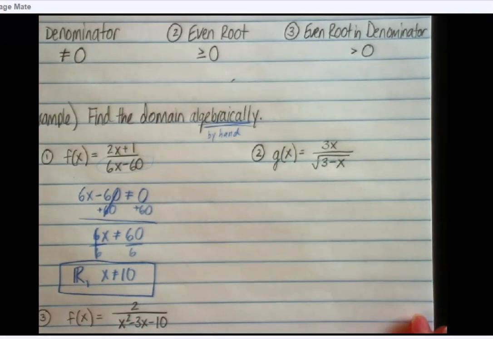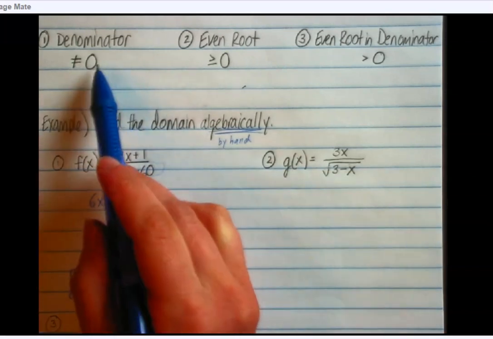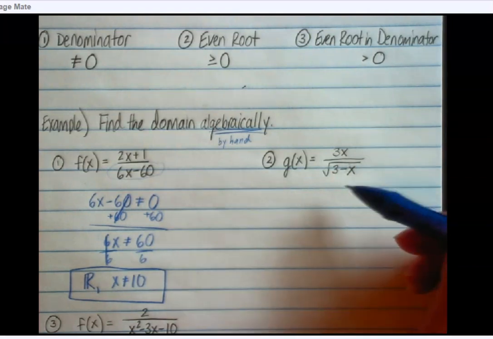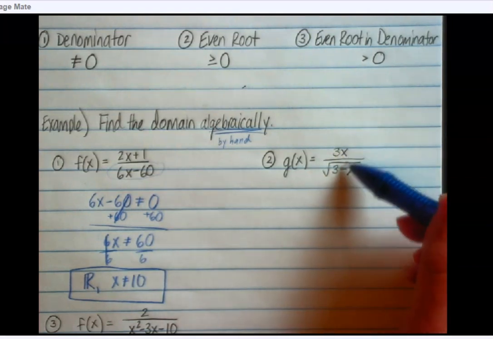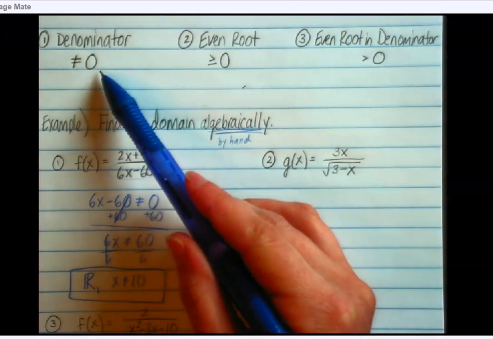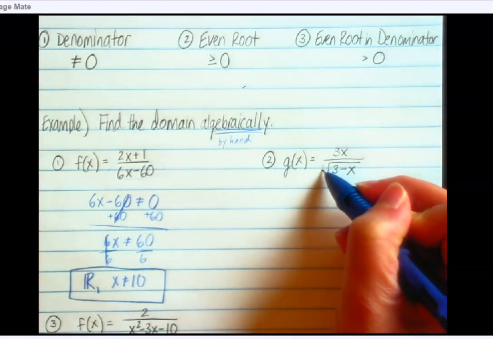Same kind of concept in number 2. I'm going to look at the equation and figure out which of these three, if any, apply. Remember, if none of them apply, the domain's just all reals. Here I have g of x equals 3x divided by the square root of 3 minus x. Is this a denominator? Yes. Is this an even root? Yes, because it's a square root.